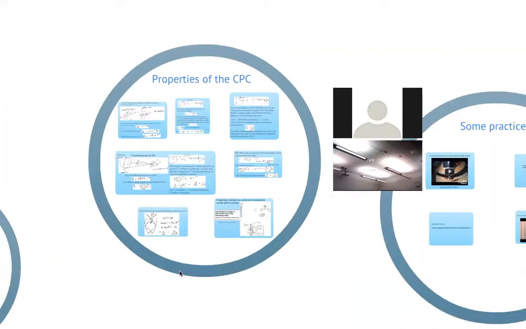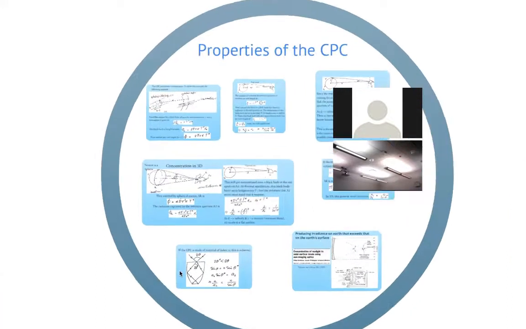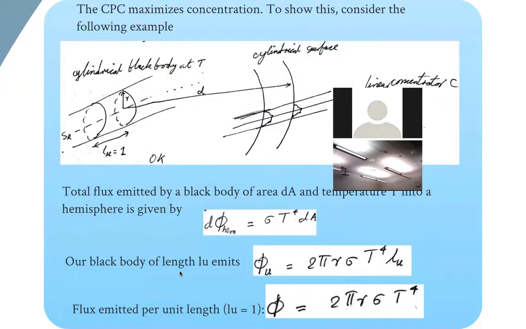Now let's think a little bit in detail about how the CPC behaves, and why we say it's the best possible design. So let's try to answer the second question first. We claimed in the last lecture that the CPC maximizes concentration. In other words, this is the best you can possibly do.